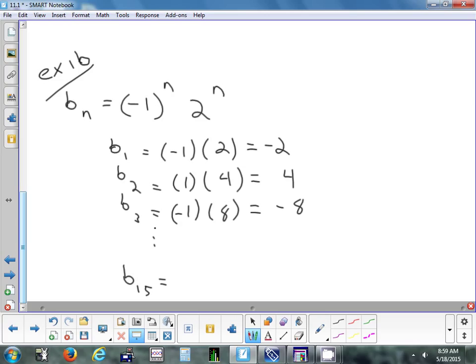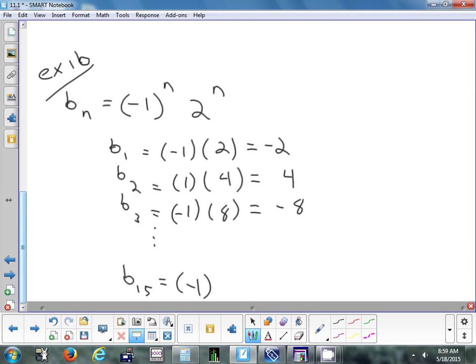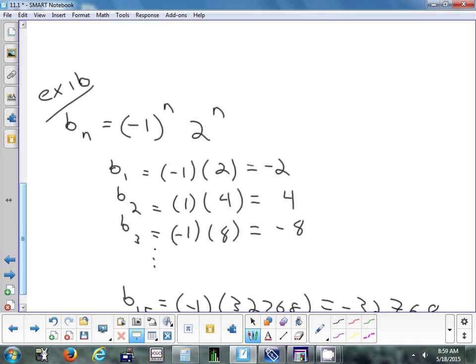Okay, we've already pointed out the pattern. Anything to an odd power. In this case, negative 1 to an odd power. It's negative 1 times 2 to the 15th. So negative 32,768. Okay, so that's a good trick to keep in mind. If you want a sequence to alternate positive, negative, just throw a negative 1 to the n on the end.